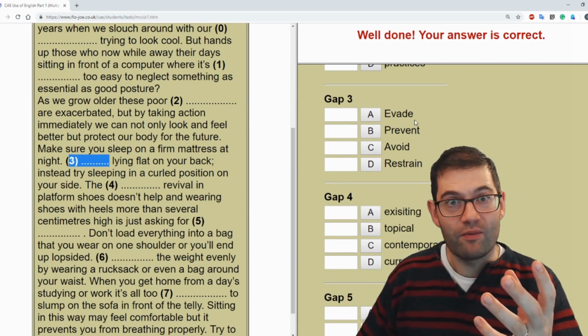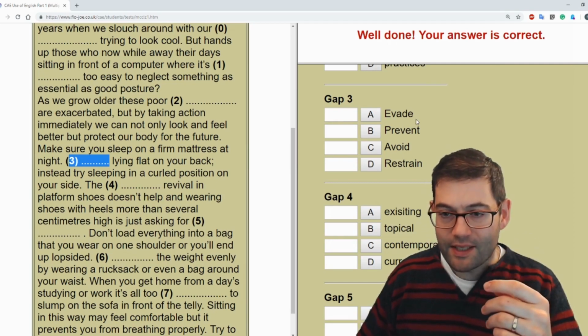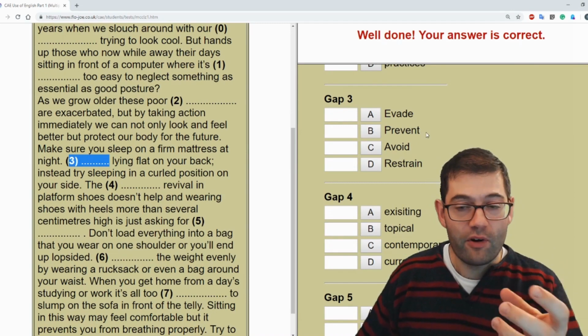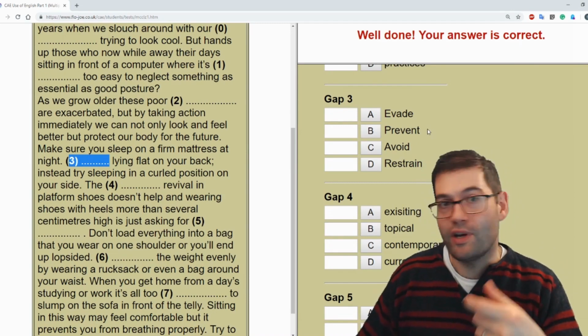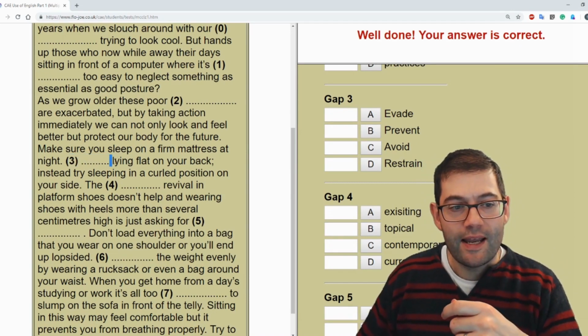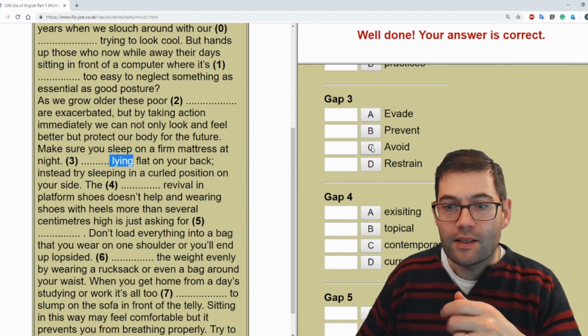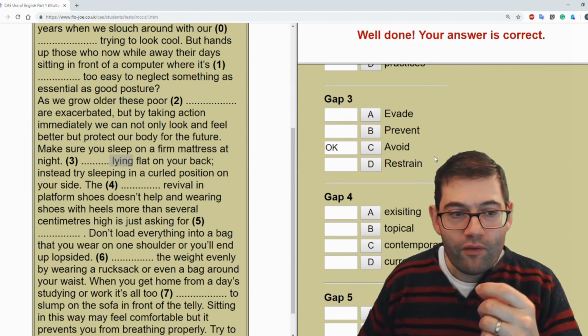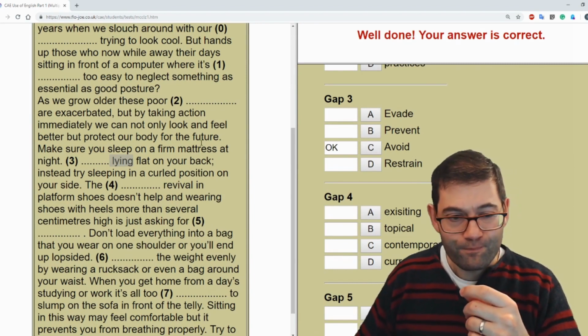evade just means run away. Clearly doesn't make any sense here. Prevent and restrain need a reflexive pronoun. So prevent yourself, restrain yourself. And of course, that language is missing. So the only answer here is avoid. Avoid plus gerund. Avoid lying flat on your back.